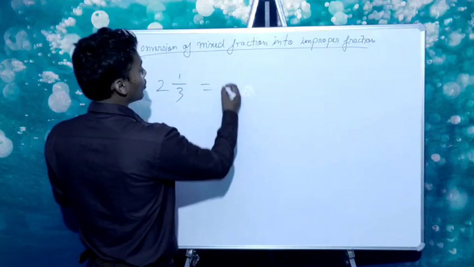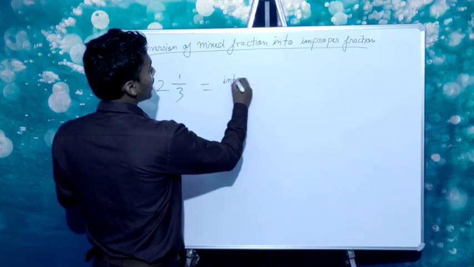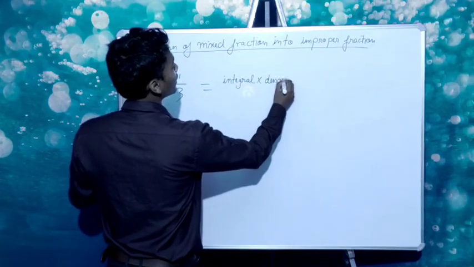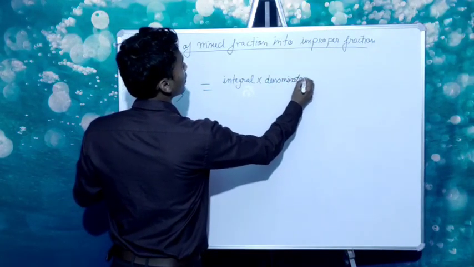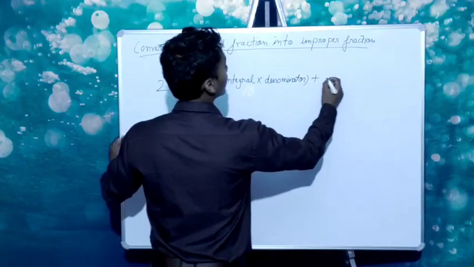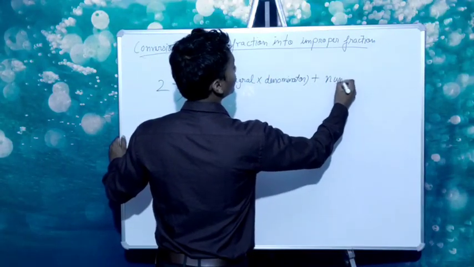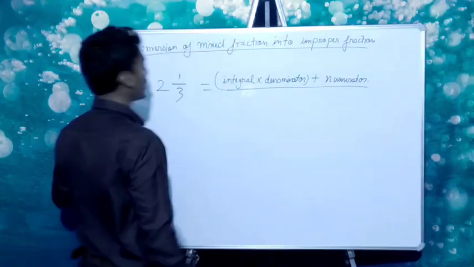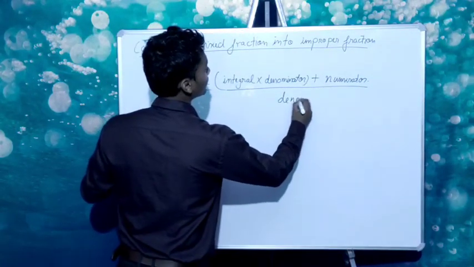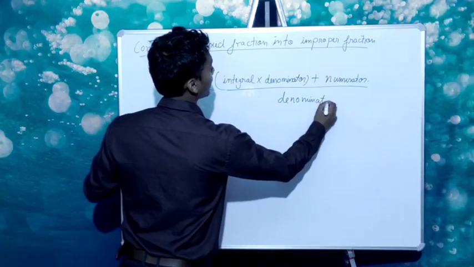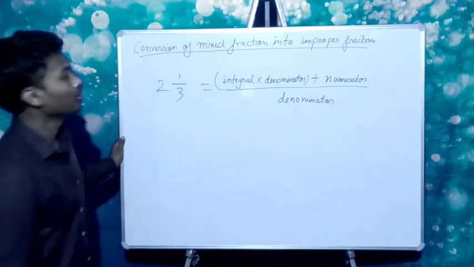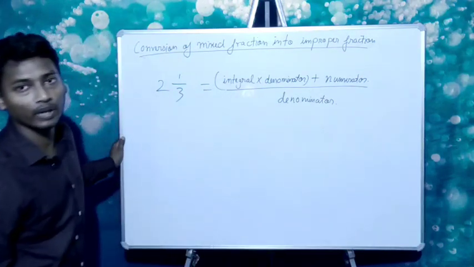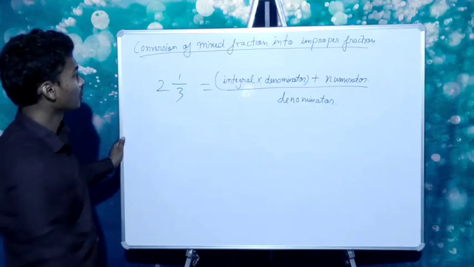So the integral part multiplied by the denominator plus the numerator, whole divided by the denominator. This formula will help you to get the improper fraction.